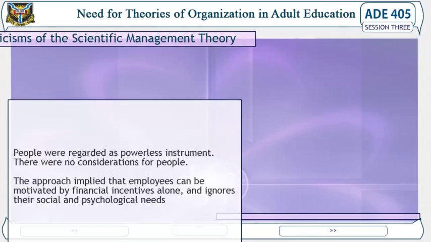Criticisms of the scientific management theory. People were regarded as powerless instruments. There were no considerations for people. The approach implied that employees can be motivated by financial incentives alone and ignores their social and psychological needs.